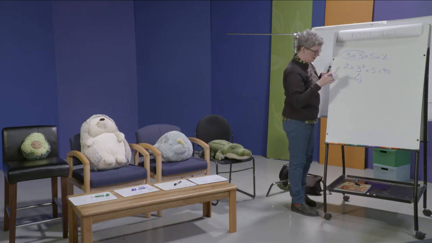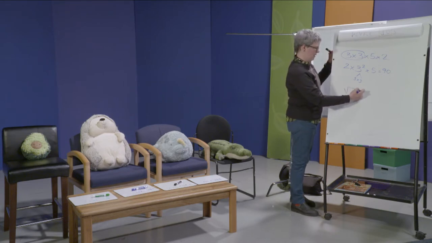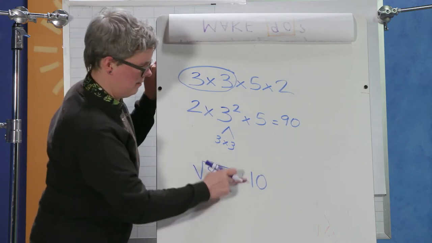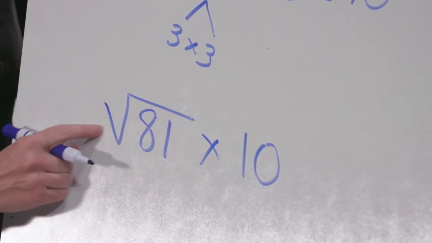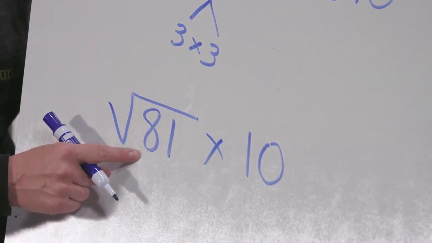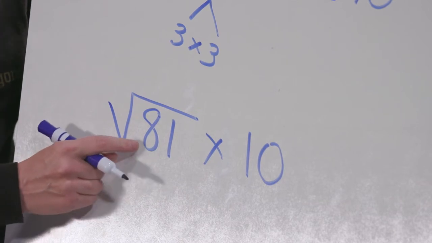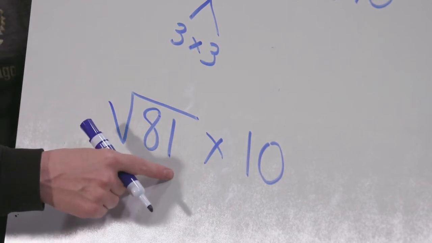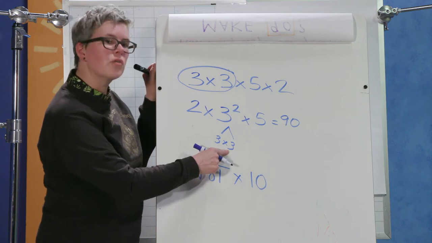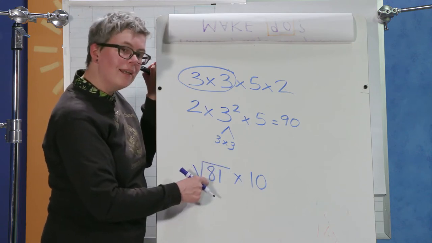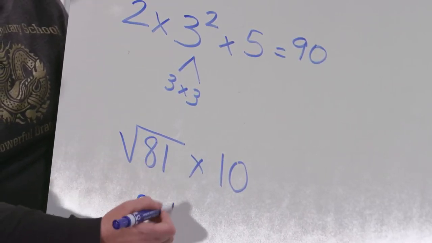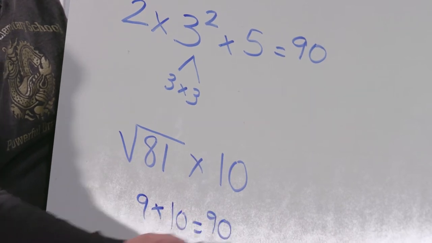Oh, okay. Chicken Soup took the challenge. Chicken Soup would like to double check about this. What? Oops. Chicken Soup was right, I was wrong. Okay. So the square root of 81 times 10. So the square root of 81 means what numbers can be multiplied together, the same number, to make 81. So it could be just like 3 times 3 is 9. The square root of 9 is 3. The square root of 81 is 9, because 9 times 9 is 81. So then we're back to 9 times 10 equals 90.